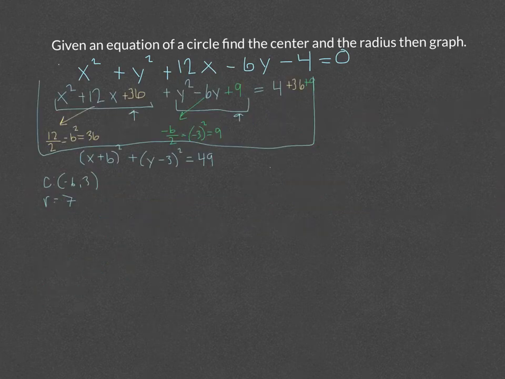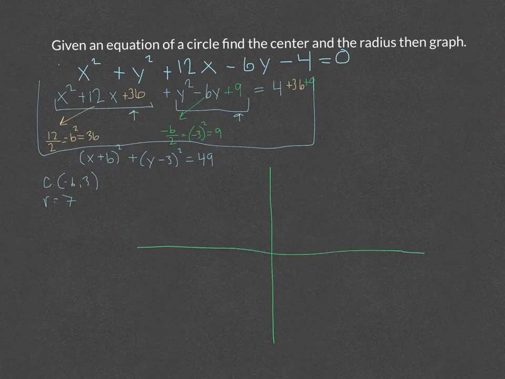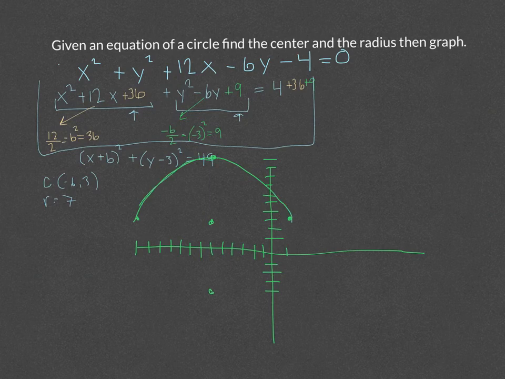Once we have our center and our radius, we can go ahead and graph. So 1, 2, 3, 4, 5, 6, 1, 2, 3 is my center. And then I'm going to go left, right, up and down 7 units. Okay, so I went left, right, up and down 7. Now I connect my circle. And there we go. There's the circle that has a radius of 7 and a center at (negative 6, 3).